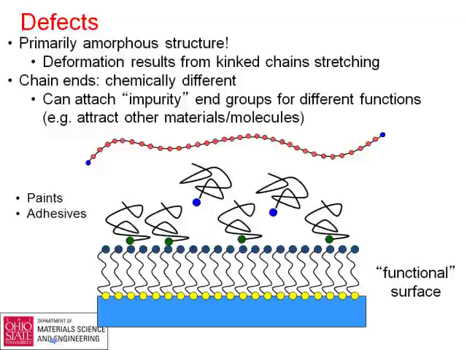Polymers are primarily amorphous. They have lots of defects. You can have deformation resulting from kinked chains and stretching. Chain ends can be chemically different. That can be very useful if you're making paints, adhesives, other functional surfaces, liquid crystals. So you can do some really interesting things by basically putting functional ends onto a surface and then attaching different things to the back, and you can make multi-layers and all kinds of interesting things. Lots of interesting material science related to this, particularly related to soft materials and making biologically active materials. Again, it's all about defects. It's all about different parts of the chain having different kinds of properties.